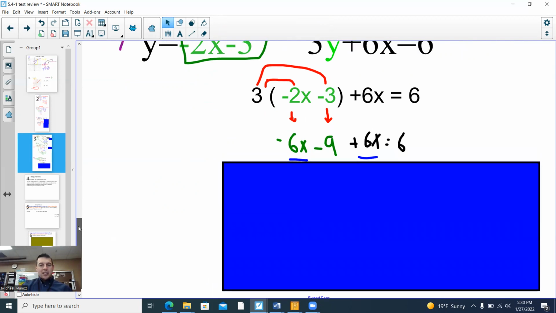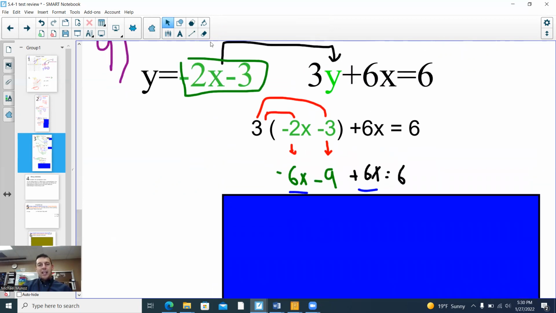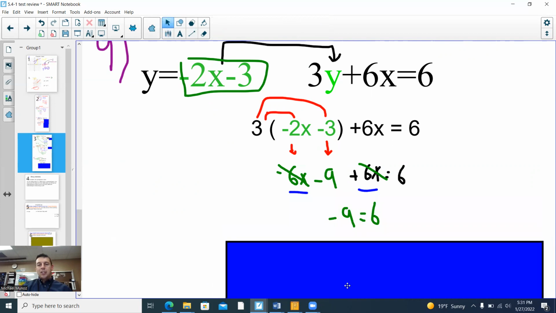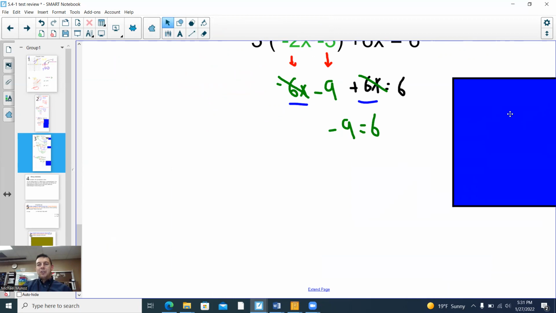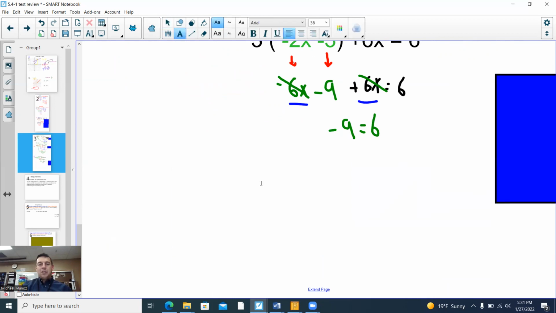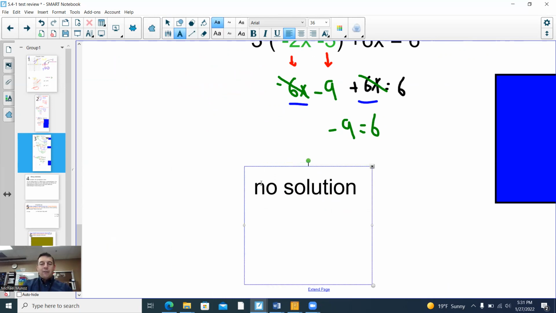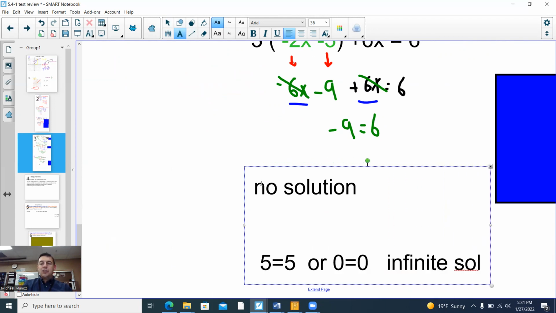And here's where I got to explain. So now I'm going to combine what I can. I have a negative 6 and a positive 6x, so I can combine those two. Negative 6 plus 6, they're just going to cancel out. And that leaves me with negative 9 equals 6. So that doesn't make any sense. And when they don't make any sense like that, and we don't have any letters left, that is just going to be a no solution. If I ever have something like 5 equals 5 or 0 equals 0, that would be an example of infinite solution.